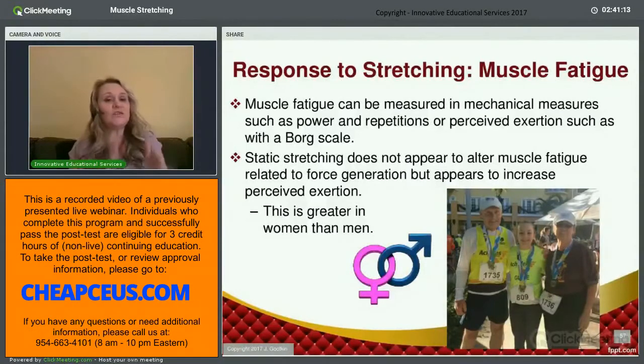So if someone's stretching and then they're going into activity participation, know that immediately after that stretching, that's when they're going to be more likely to substitute and compensate.